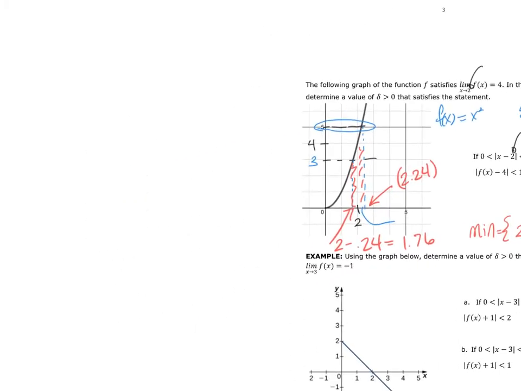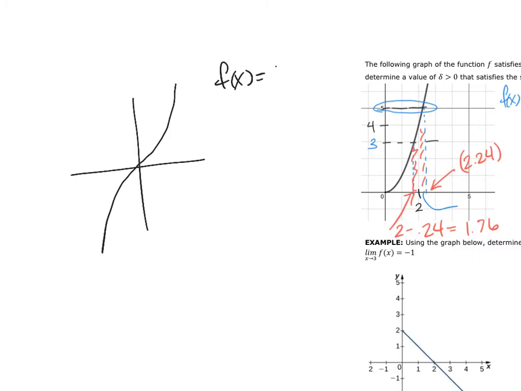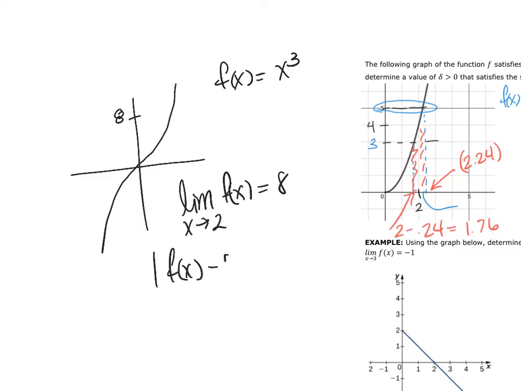Okay. Let's do another one that's lopsided. So here's my function. We're going to use the cubed function. So f of x is equal to x cubed. And let's choose 8. So that'll be my L value. So my L value is 8. So the limit as x approaches 2 of f of x is going to equal 8. And I'm going to tell you that I want my function minus 8 to be less than 1. So that means that I'm going to go up to 9, and I'm going to go down to 7.